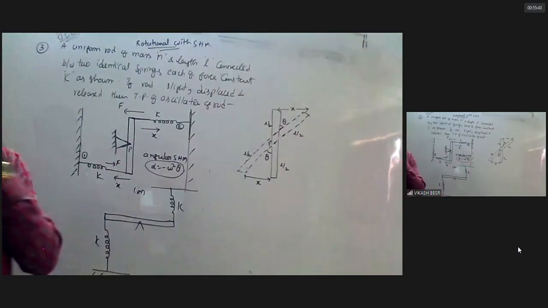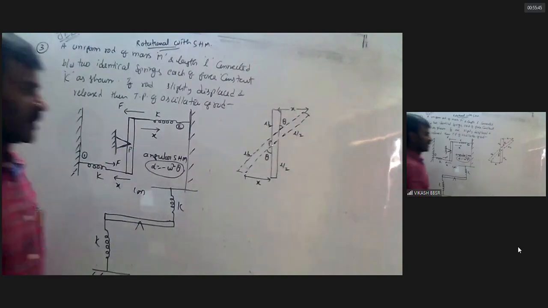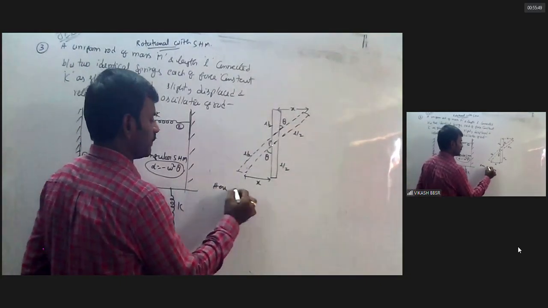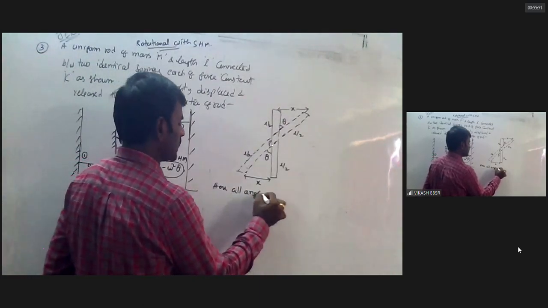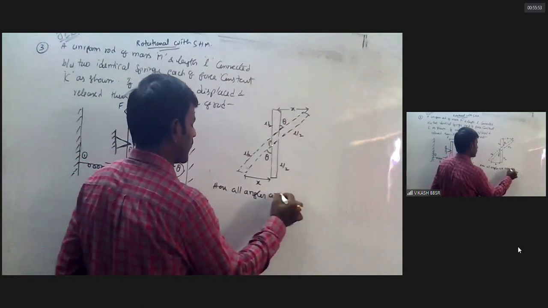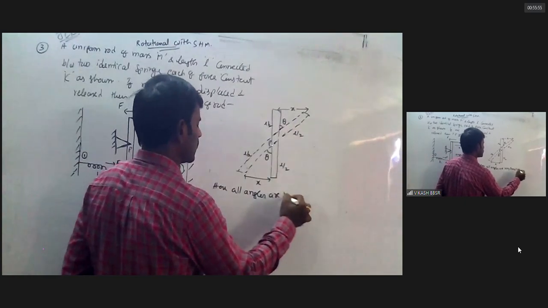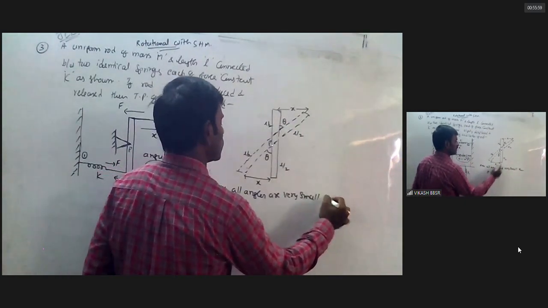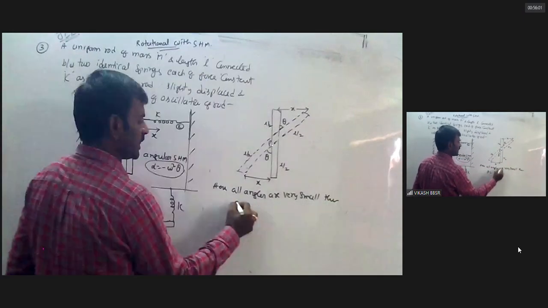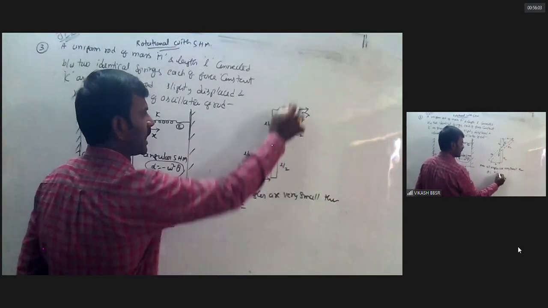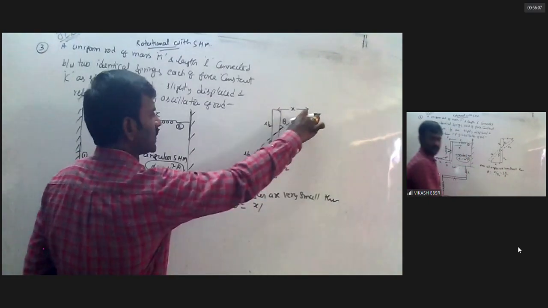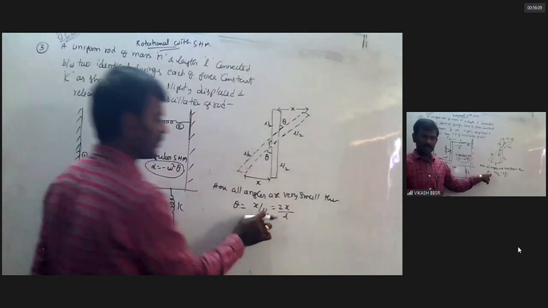Now what do we write? Tell me, theta equal to... Here all angles are very small, so what do I use? Theta equal to arc length by radius. Arc length is x, and length is L by 2, so we get 2x by L. Any doubt on this?